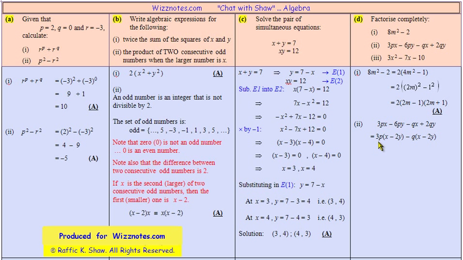So as I said, 3p is a common factor in the first part, so if we divide 3p out of this, we end up with x, and if we divide 3p out of 6py, we end up with 2y, because 3 times 2 is 6. P is here, and then the y remains. Okay, so this is what we get when you factorize the first two.